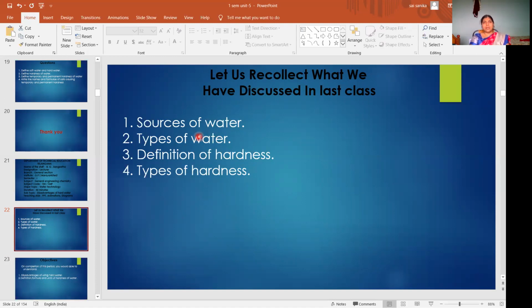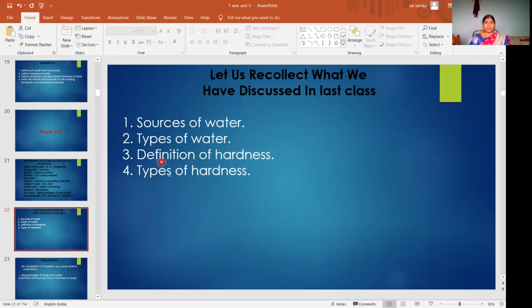Then types of water. Water is of two types: soft water and hard water. What is soft water? Water which gives lather with soap is called soft water. And the water which does not produce lather with soap and forms white sticky precipitate is called hard water. And what is meant by hardness? The presence of salts in water due to which it prevents the formation of lather with soap. The property is called hardness.